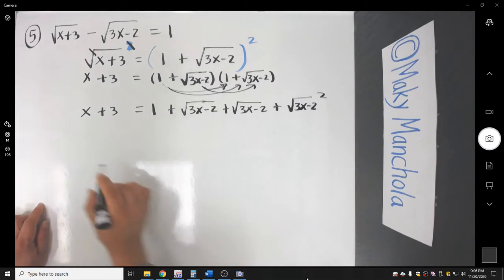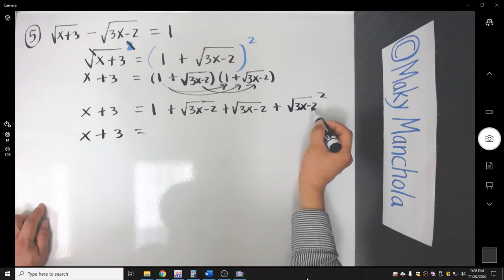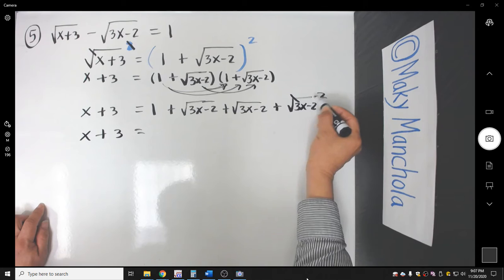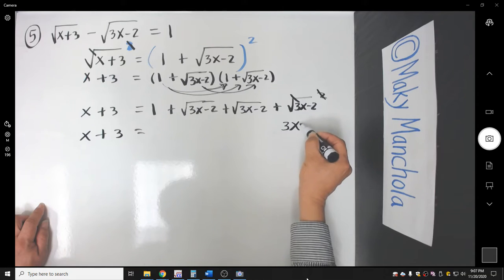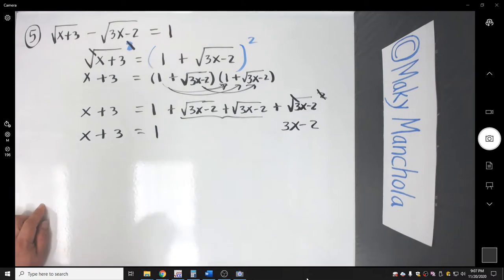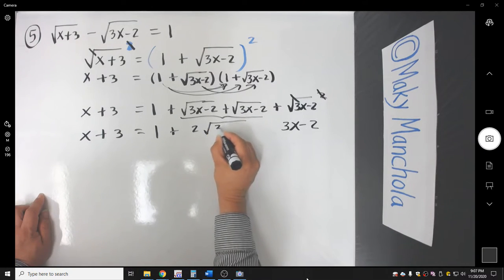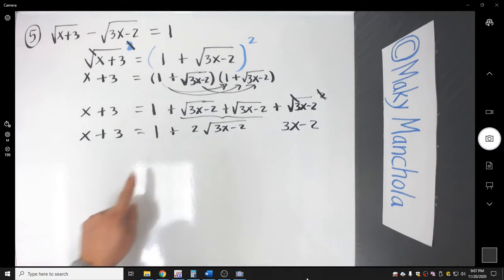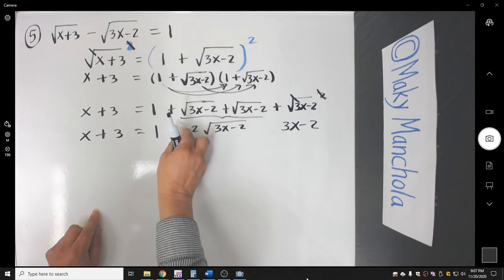Now let's clean up a little bit. Observe that in the square root of 3x minus 2 squared, the square root and the square cancel, so we're left with 3x minus 2. Here we have like terms. The square root of 3x minus 2 plus the square root of 3x minus 2 is 2 times the square root of 3x minus 2. Observe that we have like terms here, 1 minus 2. 1 minus 2 is simply a negative 1. So let's write negative 1.